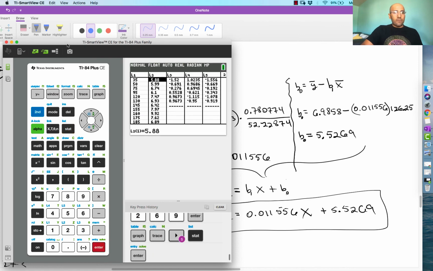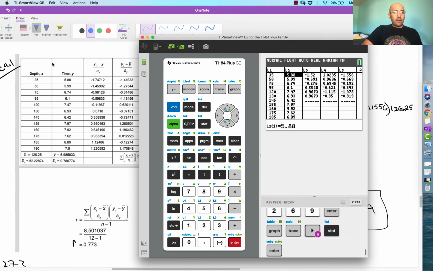First of all, we have to confirm that we have all our x coordinates in list 1, our y coordinates in list 2. Okay, list 1, list 2. All right, so now you're only going to have to do this one time, and that's just to make sure that your calculator is set to the proper settings.